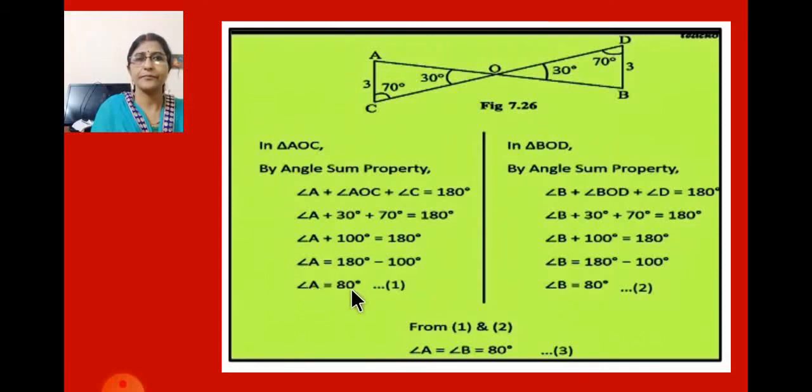Similarly, in this triangle also we will use the angle sum property. We will write angle B plus angle BOD plus angle D is equal to 180 degree. Angle BOD we got as 30 degree, and angle D is given as 70 degree, equal to 180 degree. So here also angle B plus 100 degree is equal to 180 degree. This 100 degree we will bring to the right side, so it will become 180 minus 100. So angle B also will get 80 degree. So from 1 and 2 we got angle A equal to angle B is equal to 80 degree. Both the values are same.